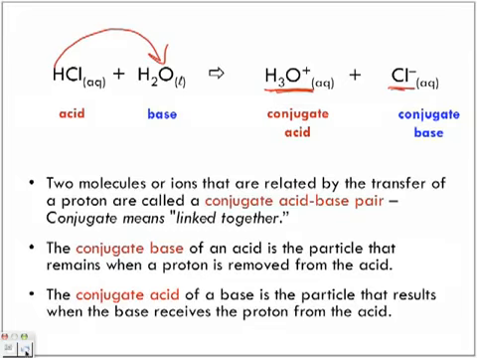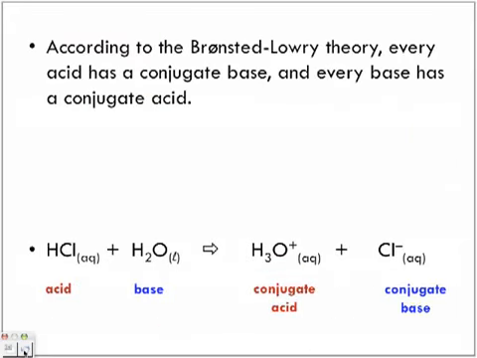So the conjugate base of an acid is the particle that remains when the proton is removed. The proton was removed from HCl, and that's what's left. So that's what makes it the conjugate base. The conjugate acid, as we said, is the one that actually receives the proton. The water received the proton, so because it received the proton, it's considered the conjugate acid. According to the Bronsted-Lowry theory, every acid has a conjugate base, and every base has a conjugate acid.